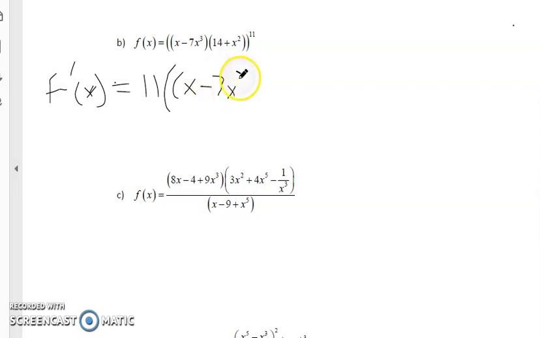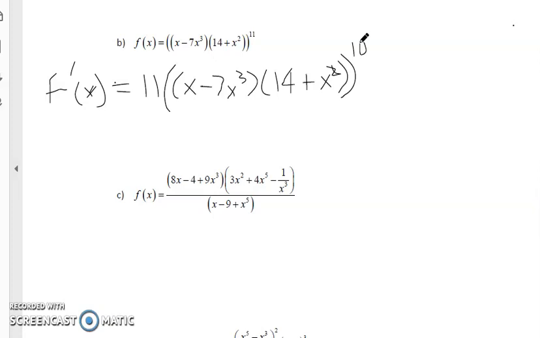X cubed, bracket, and then 14 plus x squared, closing bracket, and another closing bracket, and now we subtract 1 from that exponent, and that becomes an n. So you can see we've done the first part there. We've taken the derivative of the x side, but now we have to multiply that.